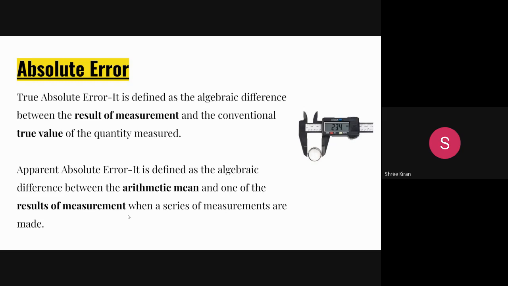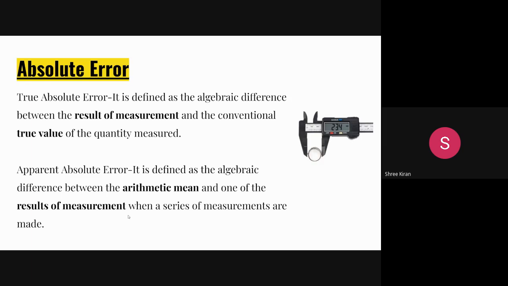It is always defined as the algebraic difference between the result of measurement and the conventional true value of the quantity measured. That's what happens in the case of true error. Means there will be an algebraic difference between the result of the measurement and the conventional true value of the quantity. The values will be almost different. That's what happens in the case of absolute error.